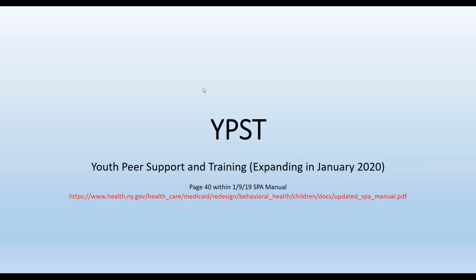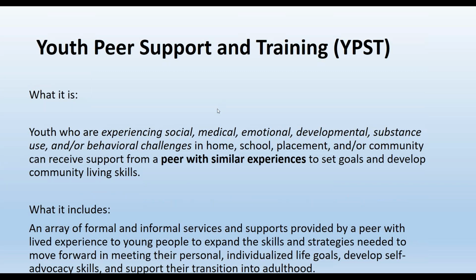All right, so youth peer support and training. Now, this one is not expanding until January of 2020. More information can be found on page 40 within the SPA manual, and the link is located right here on the screen for you. Similarly to family peer support services, youth peer support and training, or YPST, are an array of formal and informal services and supports provided by a peer with lived experience to young people to expand the skills and strategies needed to move forward in meeting their personal, individualized life goals, develop self-advocacy skills, and support the transition into adulthood for that young person.